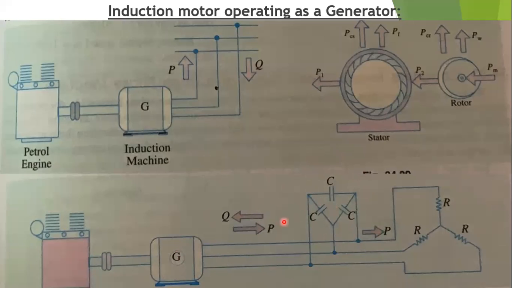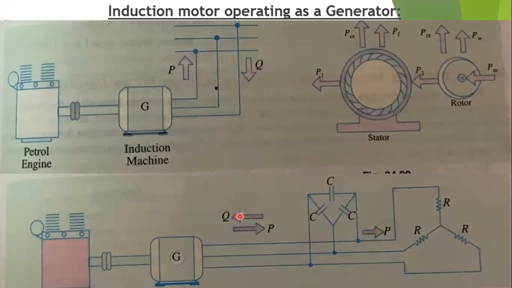What is the main important thing? The capacitor value should be sufficient so that the induction machine develops the voltage. Hence we have to take this capacitor. This group of capacitors is called a capacitor bank. Hence, the capacitor bank must be large enough to supply the reactive power.